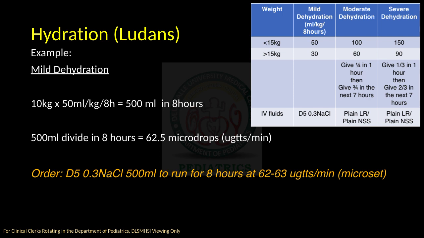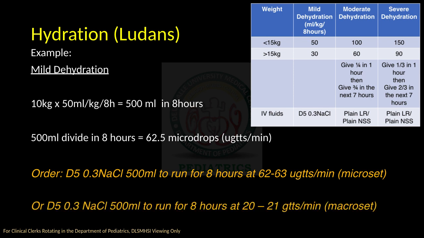But if there is no microset and macroset is the only available regulation, divide that by 3. So that would be D5.3 NaCl 500 ml to run for 8 hours at 20 to 21 drops per minute.